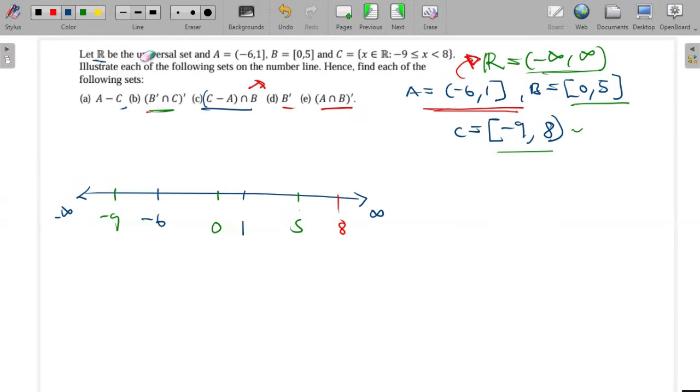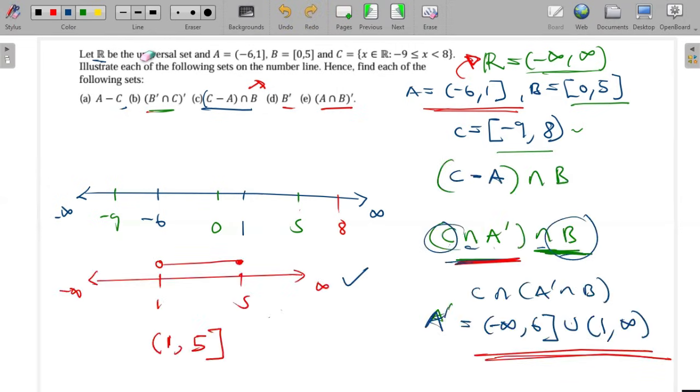Yes, there on the final answer 1, 5. Why don't we put the other three, like where A and B and C intersected? Okay, so let me bring it back again. So here, this is what we have. Now, what intersection means is the ones that are common, right?